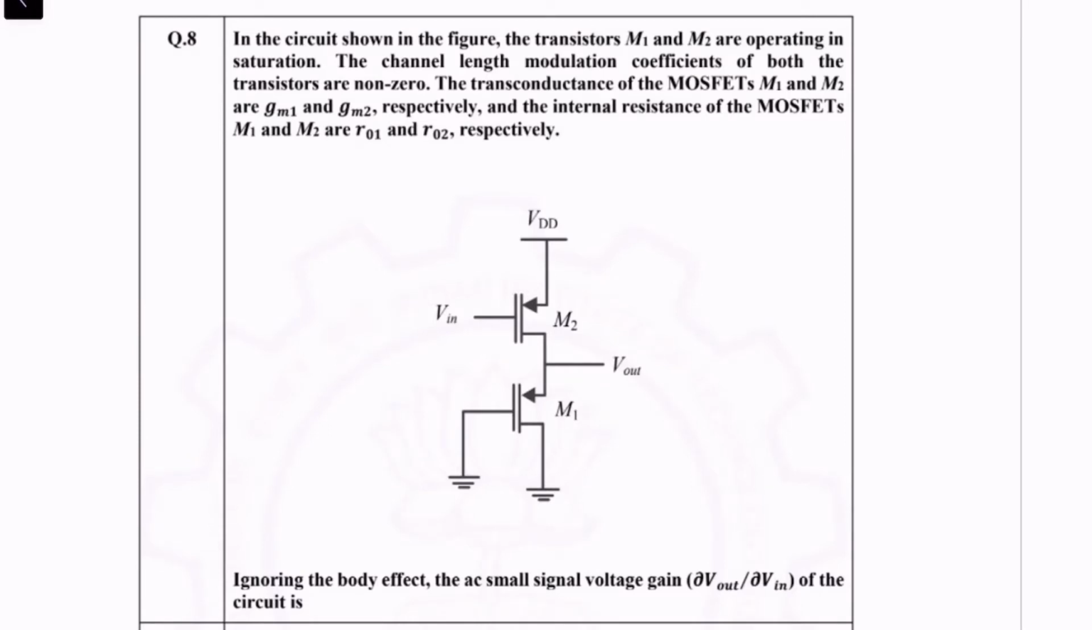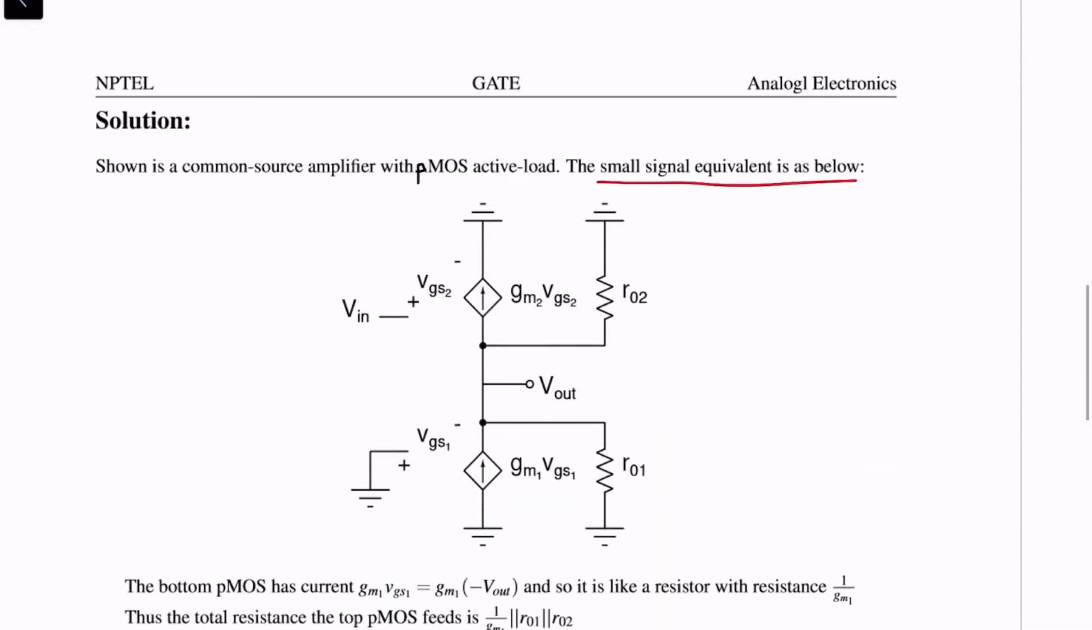We are given a common source amplifier with PMOS active load. That is, the common source amplifier has both the driving transistor and the active load transistor as PMOS, right? And gm1 and gm2 and ro1 and ro2 are the transconductance and drain to source resistance of the MOSFETs M1 and M2 respectively. So with this, we can draw the small signal equivalent as so, right? This is the small signal equivalent of a PMOS, which is drawn over here. VDD is the DC voltage, and the DC supplies are both grounded.